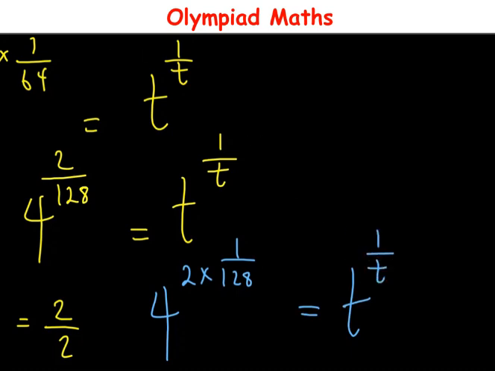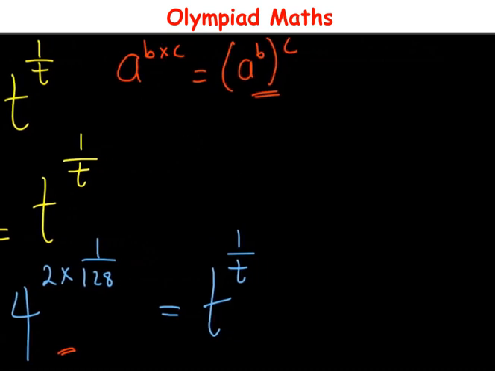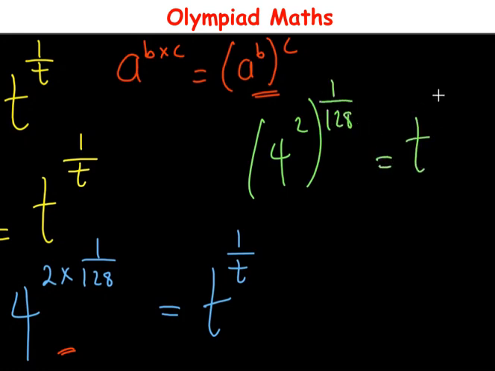So, applying this rule, that if you have a raised to power b times c, this equals in bracket a raised to power b, all power of c. Applying this rule right here, what we are then going to have is this: in brackets 4 raised to power 2, all raised to power 1 over 128, is equal to t raised to power 1 over t. Now from here, 4 squared is 16, all raised to power 1 over 128, is equal to t raised to power 1 over t.